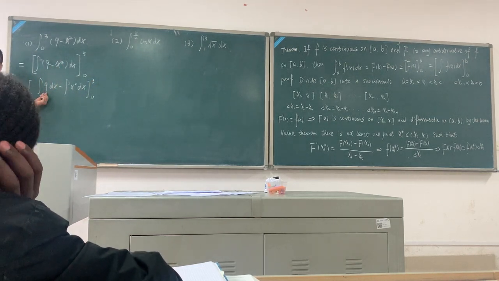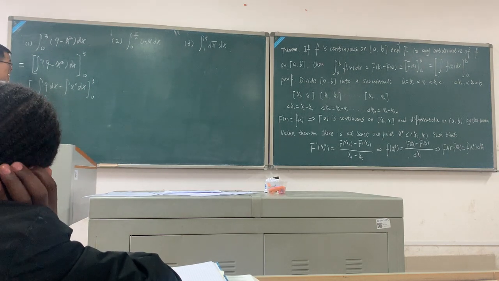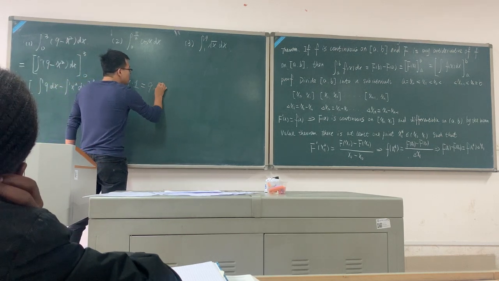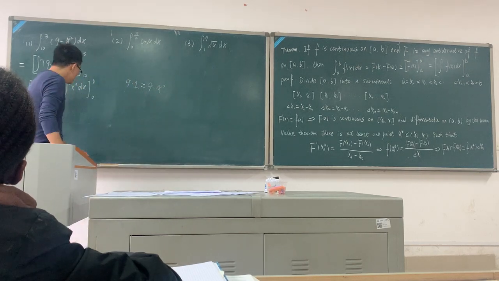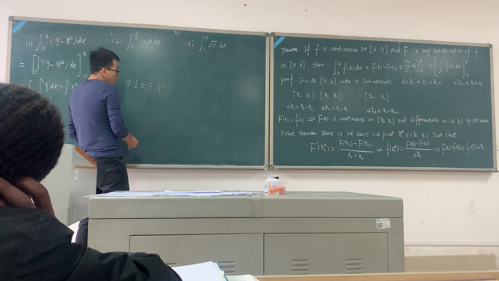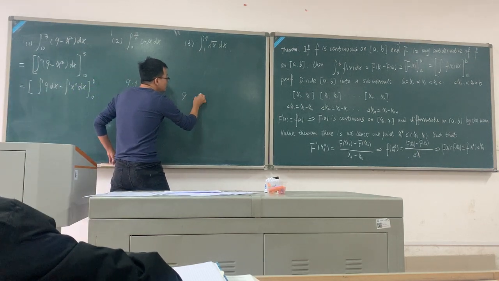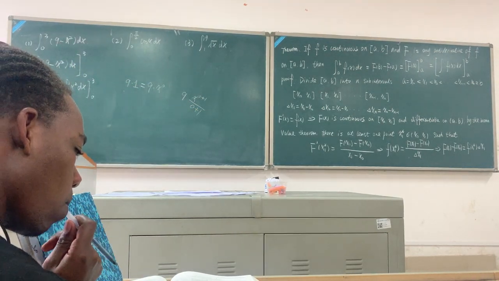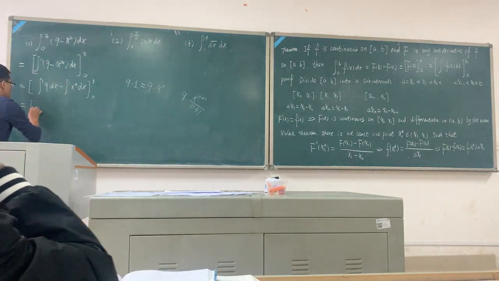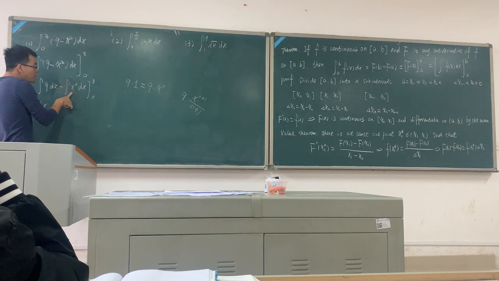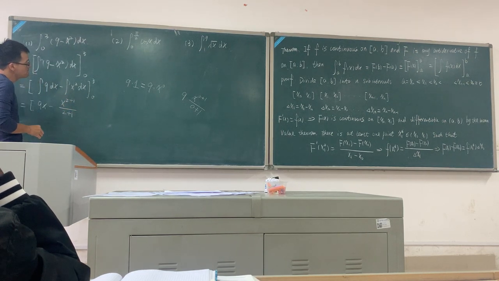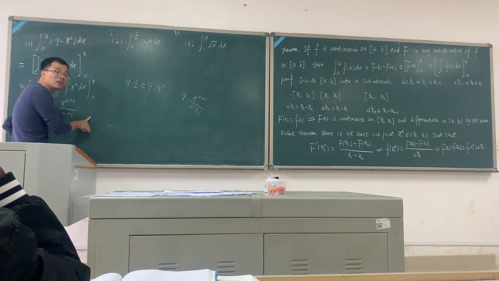So the antiderivative of 9 is what? Actually 9 you can see as 9 times 1, and 1 you can see as x to the 0 power. So the antiderivative is 9x to the 0 plus 1 divided by 0 plus 1, so this part is 9x. For the other part, minus x to the 2 plus 1 power divided by 2 plus 1. And of course you need to add a constant c.